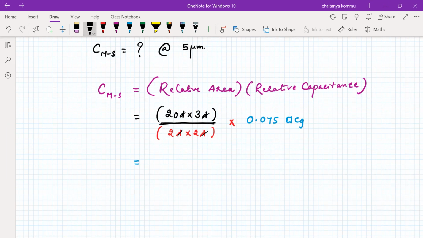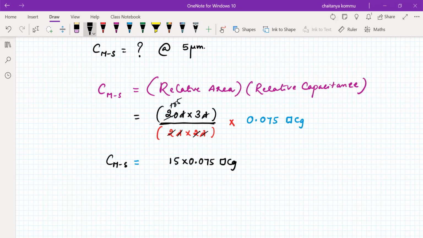10 by 30, 30 by 15. So 2 tens are cancelled. Yes, 2 fives. Yes, 15 into 0.075 square CG. So therefore, what does it mean?